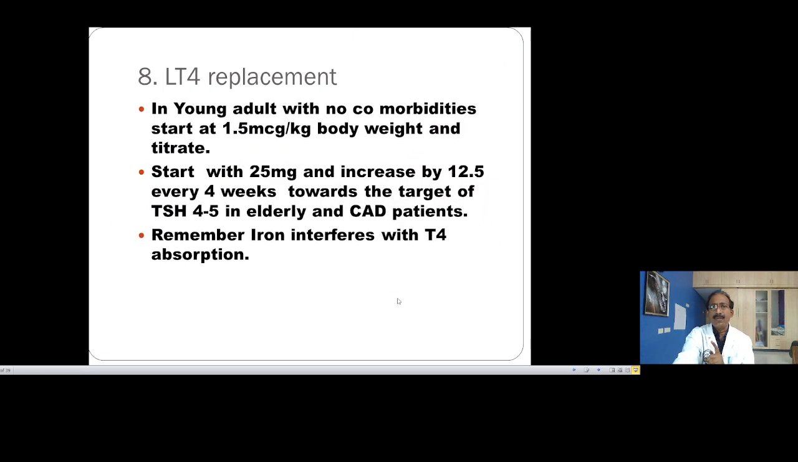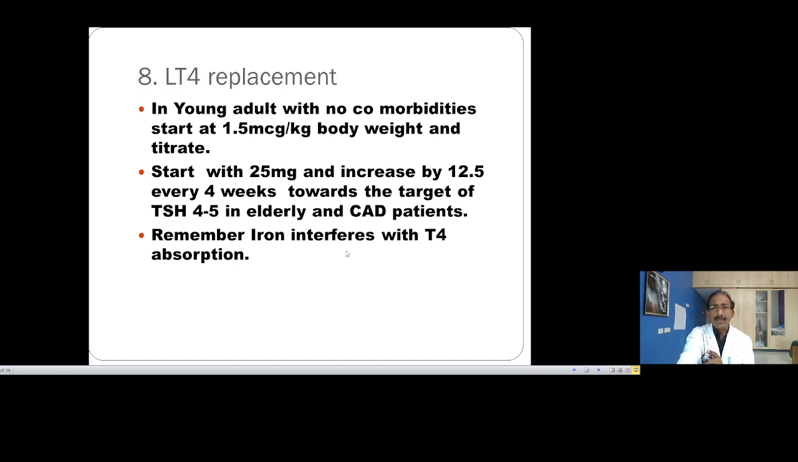Yes, in a young adult with no comorbidities, start with 1.5 microgram per kilogram. Suppose you weigh 60, 100 micrograms is sufficient. That's a normal routine dose. But here start with 25 microgram, not milligram, microgram, and increase by 12.5 microgram every 4 weeks towards the target of TSH 4 to 5 in the elderly and CAD patients. So it may take time. So start with a very small dose, not 100 micrograms.